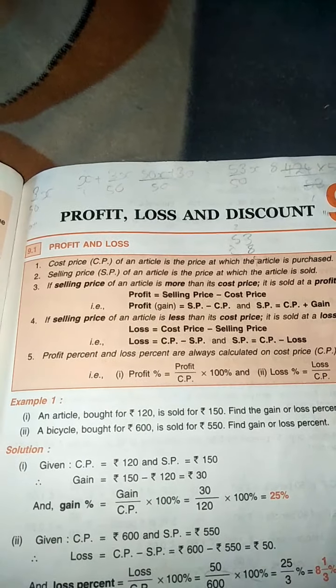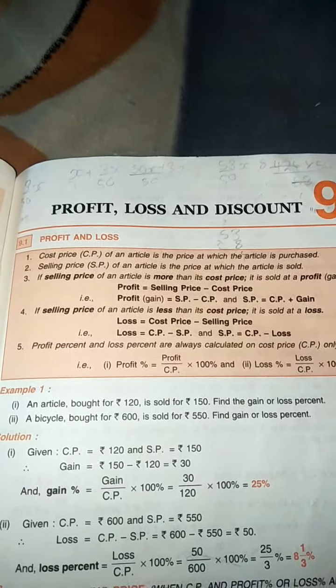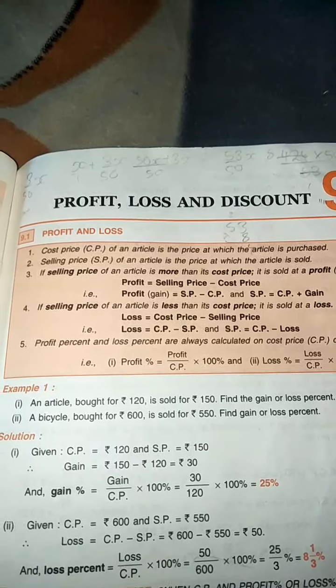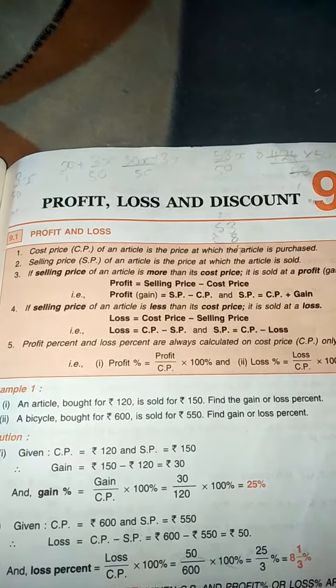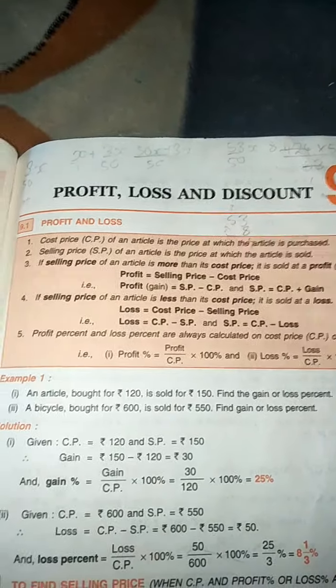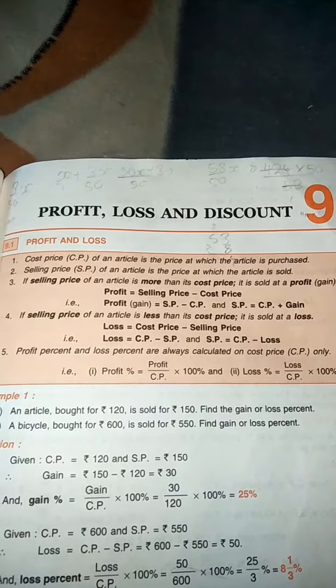Morning class. Let's start our new chapter, chapter number 9, profit, loss, and discount. Before we proceed further, first we should recapitulate some things which we studied in class 6th also, like cost price, selling price, profit, loss. Remember? Now, cost price, children, is the price at which you purchase something.